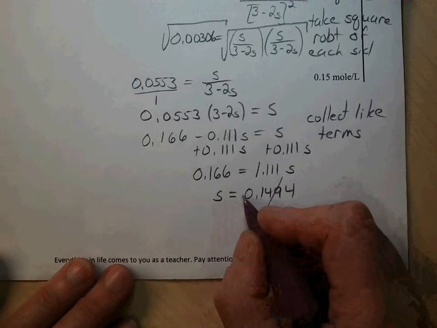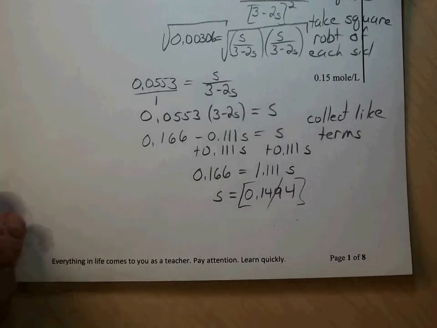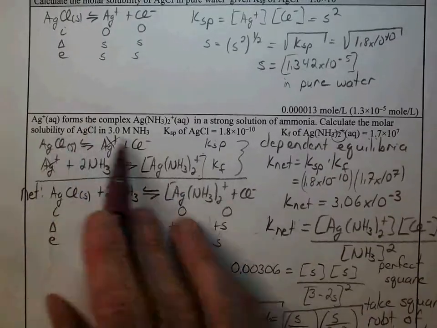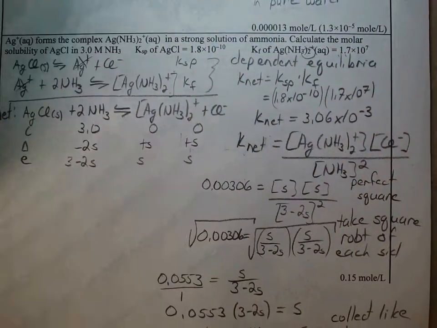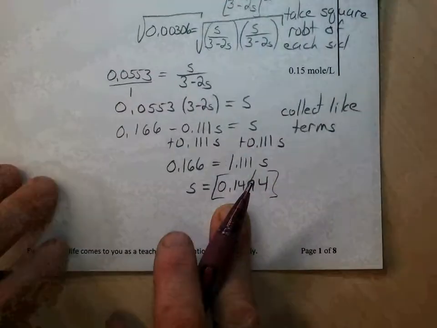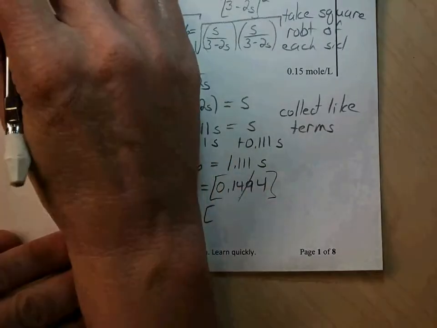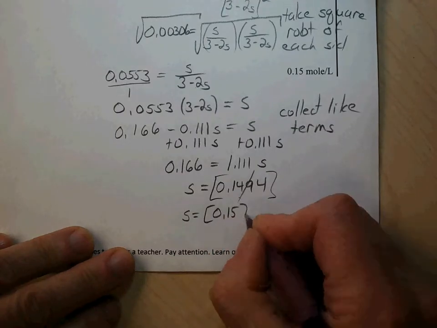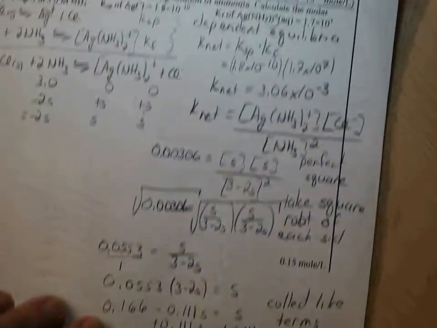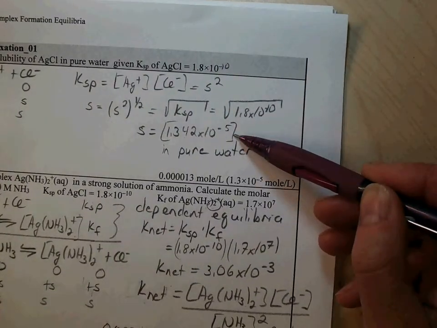Alright, now that we finally have an answer for S, we can go back and answer the initial question. The initial question here, way up here at the top, is to calculate the molar solubility of silver chloride, which we've just done. So the molar solubility of silver chloride in 3 molar ammonia is 0.15 moles per liter, okay, much higher than it was in pure water.